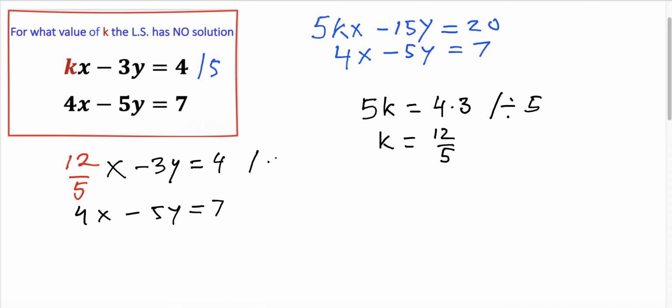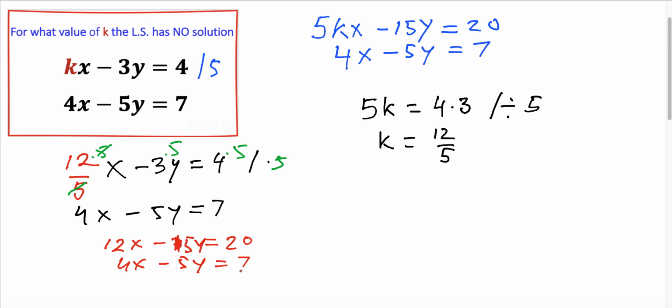So let's multiply the first equation by 5, everything. If we multiply by 5 everything, the 5 with the 5 goes away. What are we going to get? It remains just 12x and minus 3y times 5, which is 15, I'm sorry, here it is 15y. And it is equal to 5 times 4, which is 20. And the second equation is 4x minus 5y, and is equal to 7.